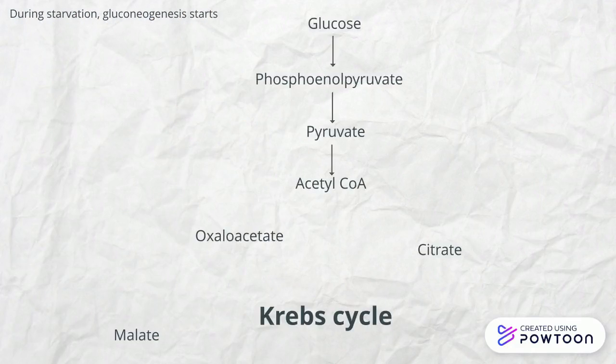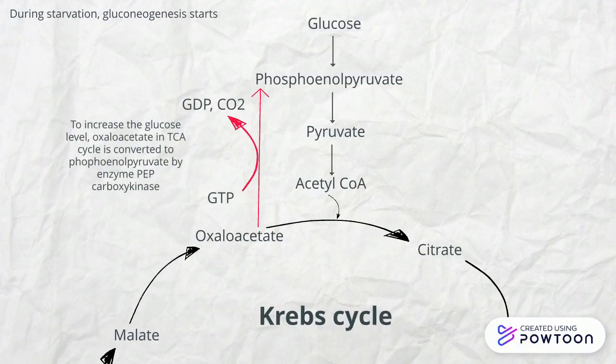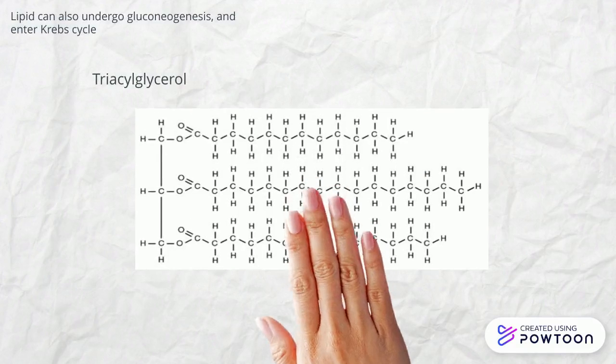During starvation, gluconeogenesis starts. PEP carboxykinase will convert oxaloacetate, coupled with GTP, back into phosphoenolpyruvate, and phosphoenolpyruvate will convert back to glucose. It can also undergo gluconeogenesis and enter the Krebs cycle.